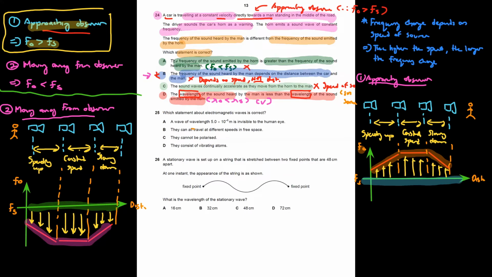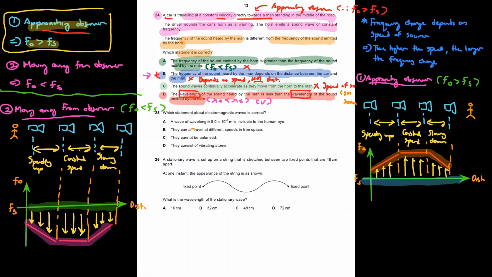This is why I mentioned to you for part B in your answer choice just now, your frequency depends on your speed, not the distance. Let me write something else here. Approaching the observer, observed frequency must always be more than source frequency. Moving away from the observer, your observed frequency must always be less than your source frequency. Okay, so this is the explanation for this Doppler effect.